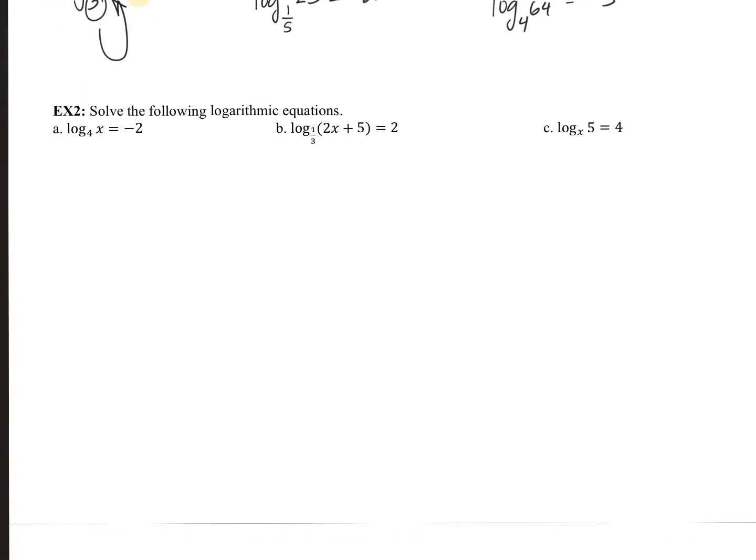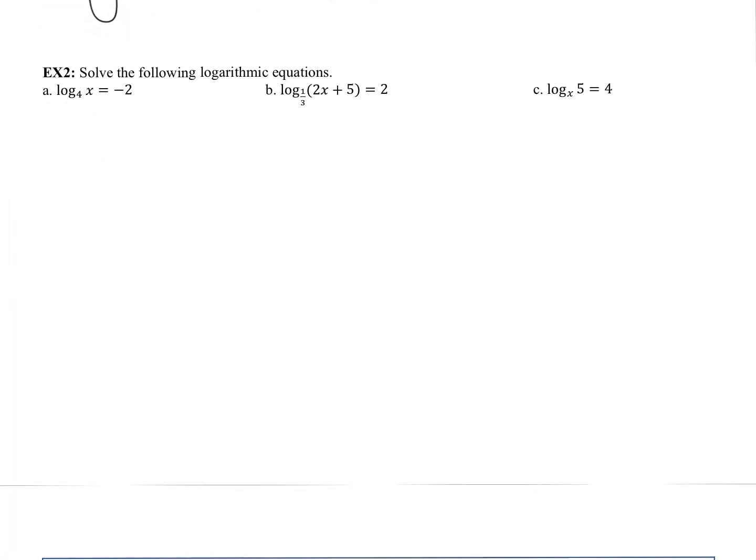Alright, example 2. Solve the following logarithmic equations. Okay, so one thing to note, how do I know this is a logarithmic equation? As I stated before in other videos, you really want to know what kind of an equation you're looking at, because that gives you the sort of battle plan on how to get there. Well, the word log is in all of them. So it's a pretty good sign. It's a logarithmic equation. And then the question is, where is my variable?